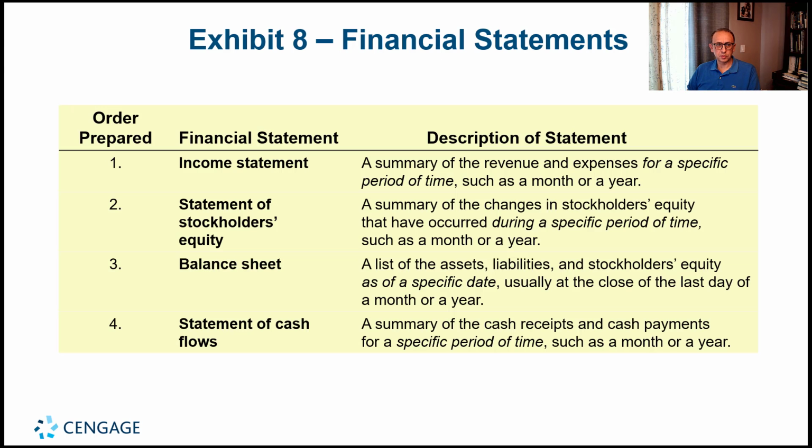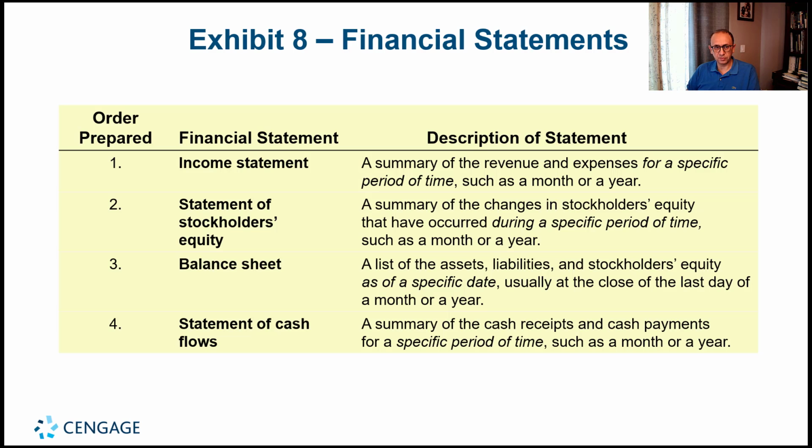The income statement, which is typically the statement we start with, is a summary of the revenues and expenses for a specific period of time. Usually it's a month or a year. The income statement only focuses on revenues and expenses. It does not cover anything related to assets, liabilities, or equity. Then we have the statement of stockholders' equity. It's a summary of the changes in stockholders' equity that have occurred during a specific period of time, could be a month or a year. In it, we want to see what happened to equity: the amount of change and the reasons for the change.